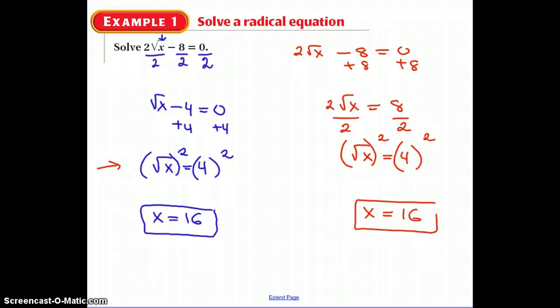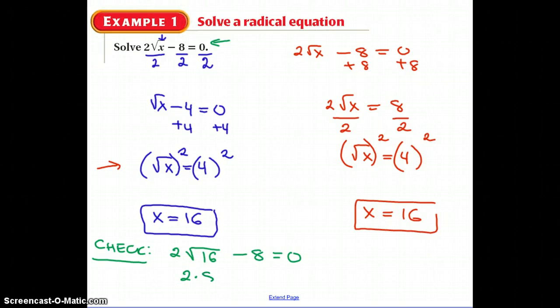So if you remember from the graph, sometimes we have no solution, sometimes we have one solution or 2 solutions. So it's always good to check by substituting the answer back into the equation. So we're going to go back to the very original equation, and we're going to substitute in 16 for the x to make sure that it actually works out.